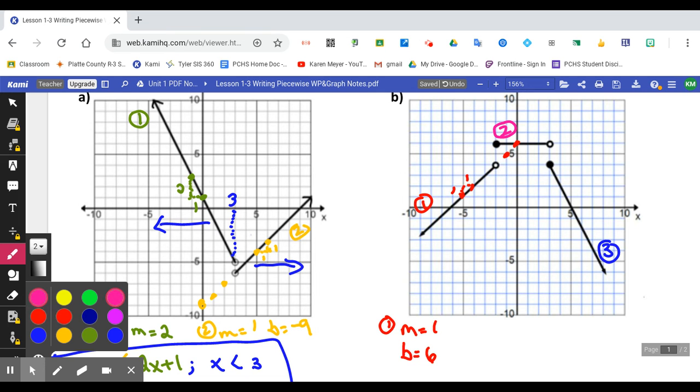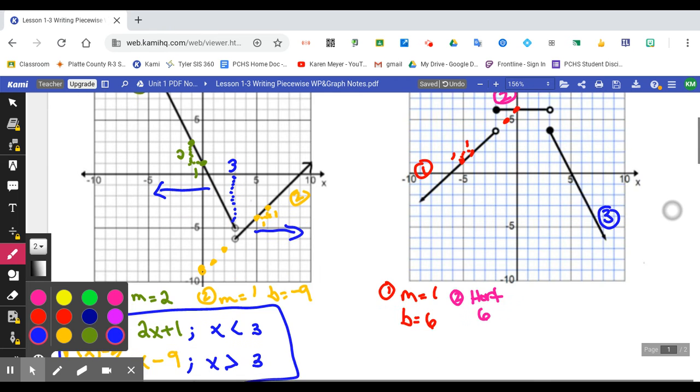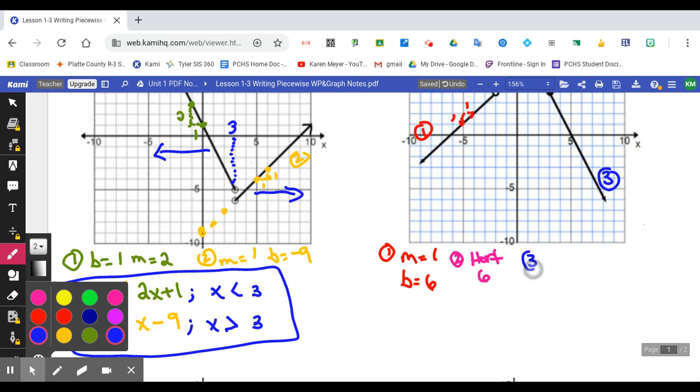The second piece, this one is a horizontal line. And if you have a horizontal line, that means it doesn't have a slope. The slope is 0, so we don't have to worry about it. So all I have to know is where does it cross the y-axis? And it crosses the y-axis at the number 6. And then my third piece for this one, once again, I'm going to pick 2 points to find the slope.